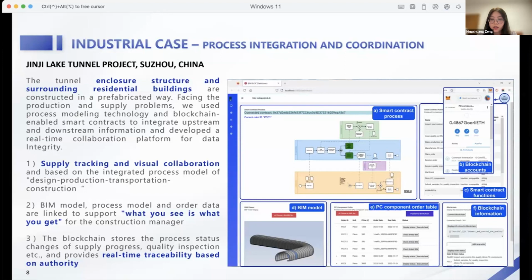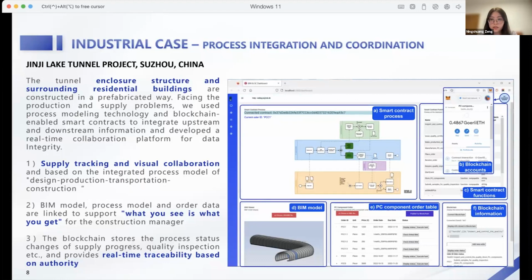And supply status tracking and also visual collaboration are based on the integrated process model, including design, production, transportation, and also construction tasks. As you can see here, the blue area represents the production process, and the orange color is for the construction tasks. And here, the BIM model and also process model and order data are linked together to support, like, what you see is what you get for the construction managers and also for the construction workers. And the blockchain stores the process status changes of the supply progress and quality inspection and provides real-time traceability based on the authority.